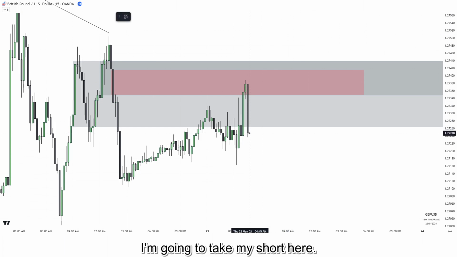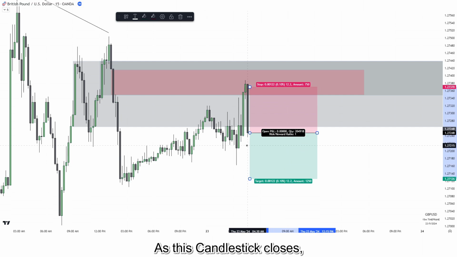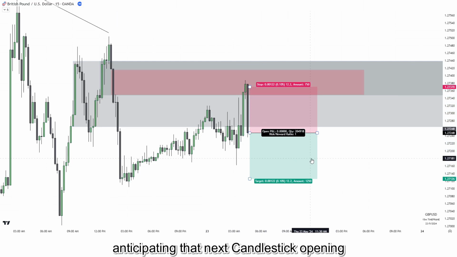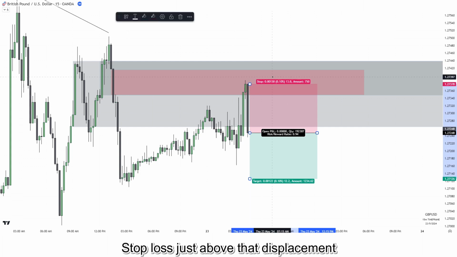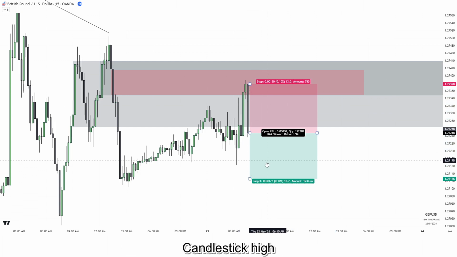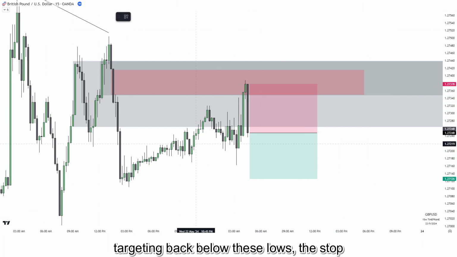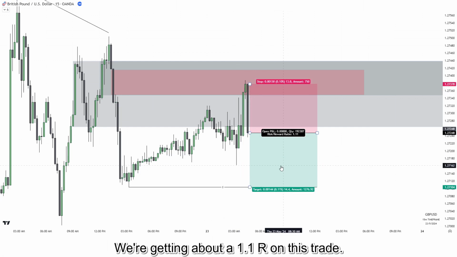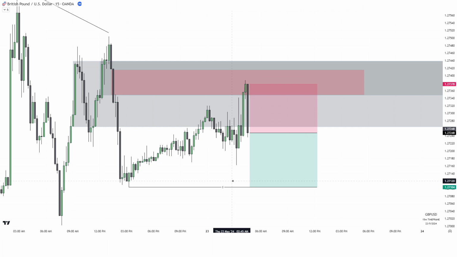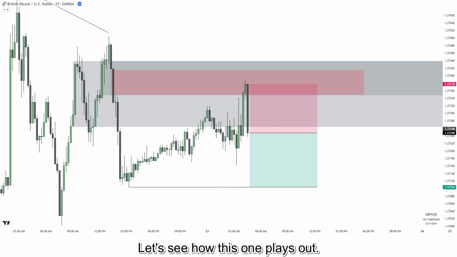I'm going to take my short here as this candlestick closes, anticipating that next candlestick opening to continue to the downside. Stop loss just above that displacement candlestick high, targeting back below these lows. From the stop loss at the highs down below these lows, we're getting about a 1.1 R on this trade. Very solid. Let's see how this one plays out.